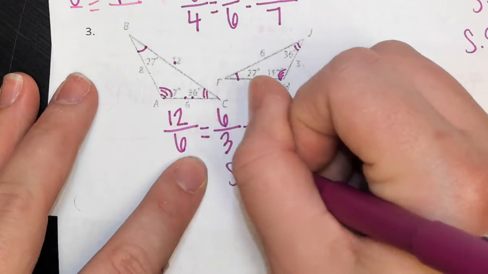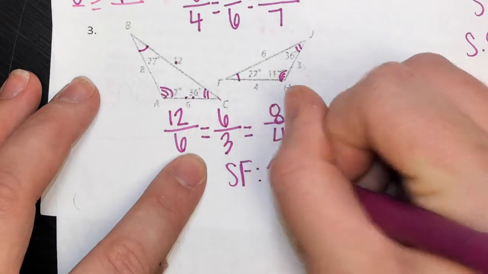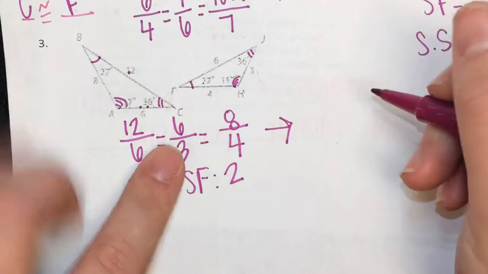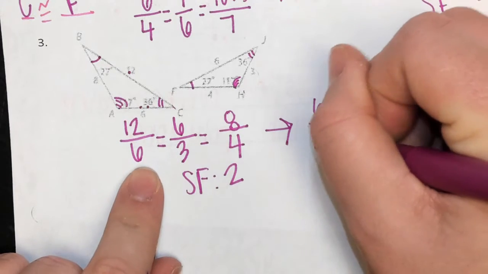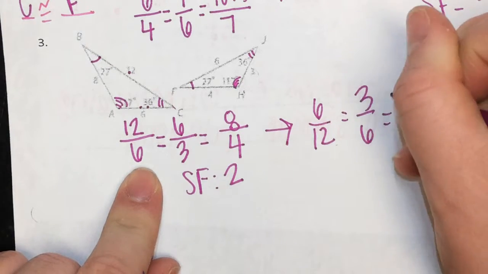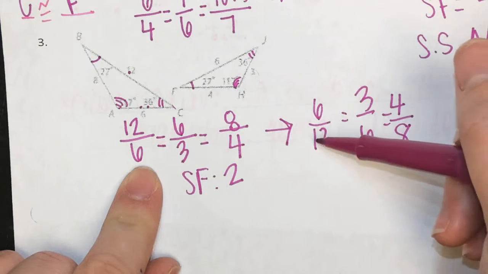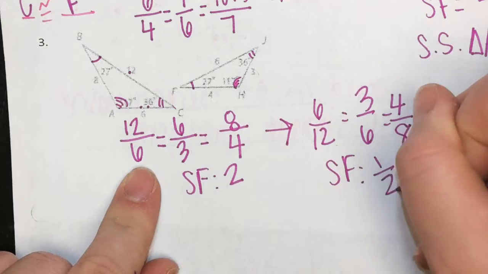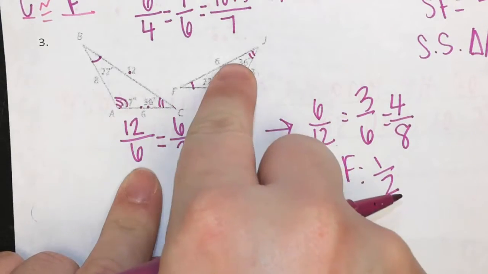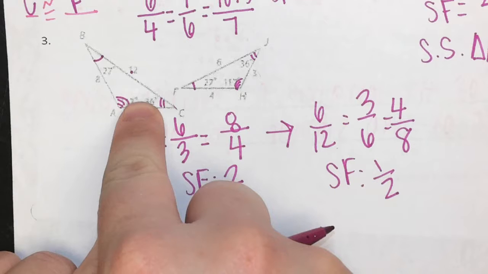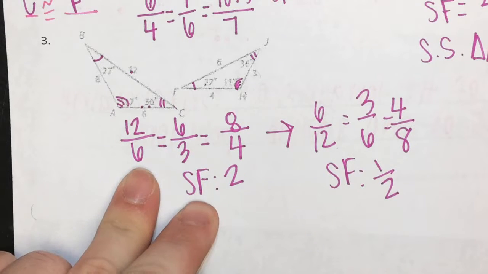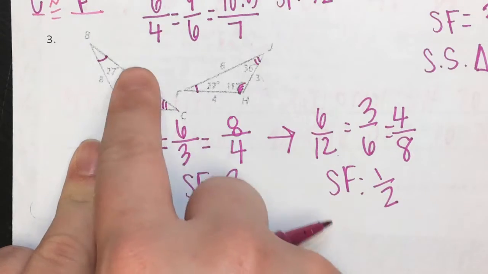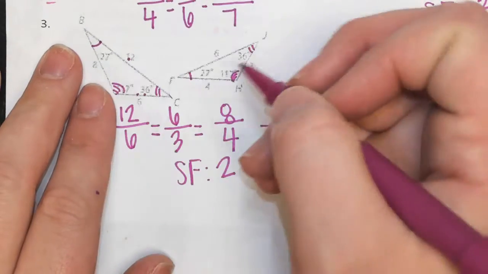So your scale factor is what? 2. Now here's the problem. Some people, and it's okay, don't erase it. Damien, did you do 6 is to 12? 3 is to 6? Did anybody flip their numbers? That's okay. Your scale factor is going to be 1/2 because you did this triangle to this triangle. Having a 2 to 1 scale factor going from here to here is the same as having a 1/2 scale factor going from here to here. Okay? So, are these two triangles similar?